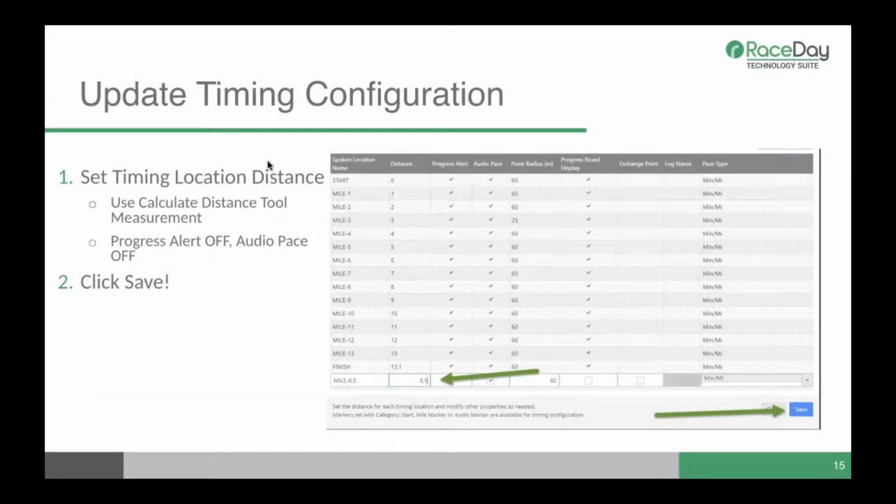So this segues nicely into your configuration setup for this intermediate timing point. Again, remember that we sequence the order of how each marker fires based on the distance. So now you'll want to enter in the distance of the marker that was calculated using that distance measurement tool we talked about. And then you'll want to turn off progress alerts and audio pace for that intermediate timing point marker. We don't want participants and spectators to get an alert when this milestone is passed. This is strictly for internal uses to make sure they don't get an early alert at mile 9.